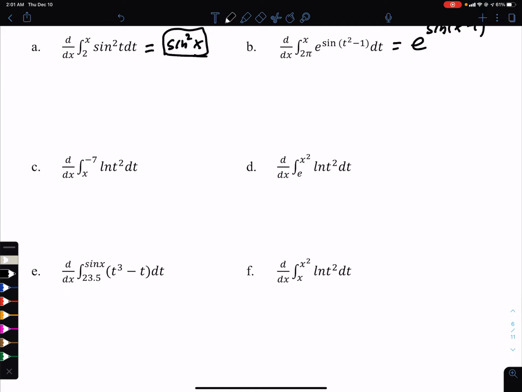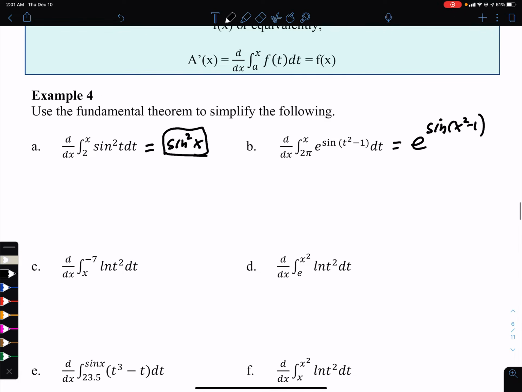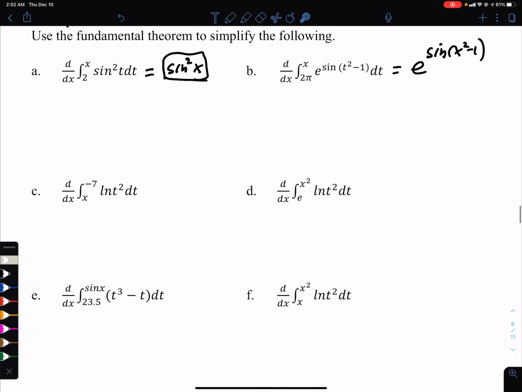Letter C. How do we do that? Does that match our fundamental theorem? You can pause and try this on your own if you want. Well, the bottom has to be a constant. Uh-oh, that's not a constant. I'm in trouble because I can't use this theorem. But I learned something at some point. I learned that I can switch these. But if I do switch them, it becomes minus. I learned that.